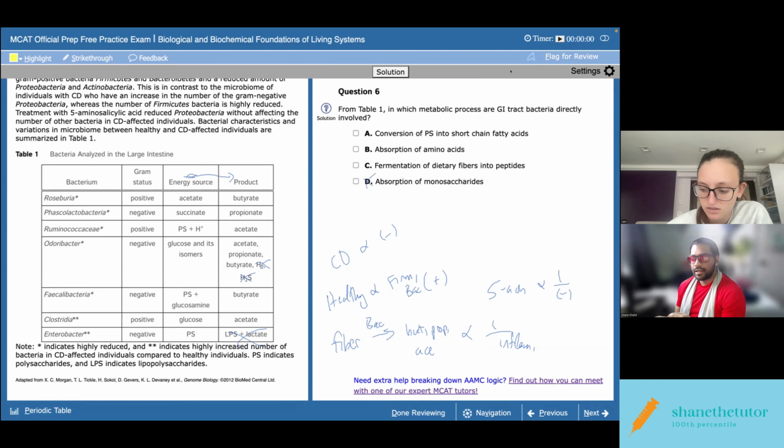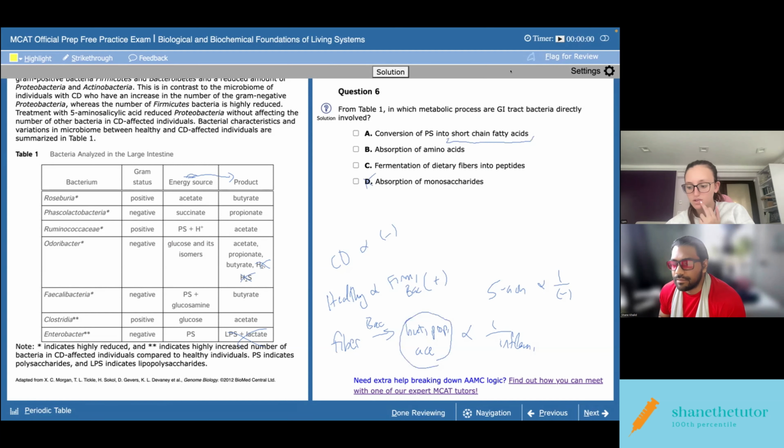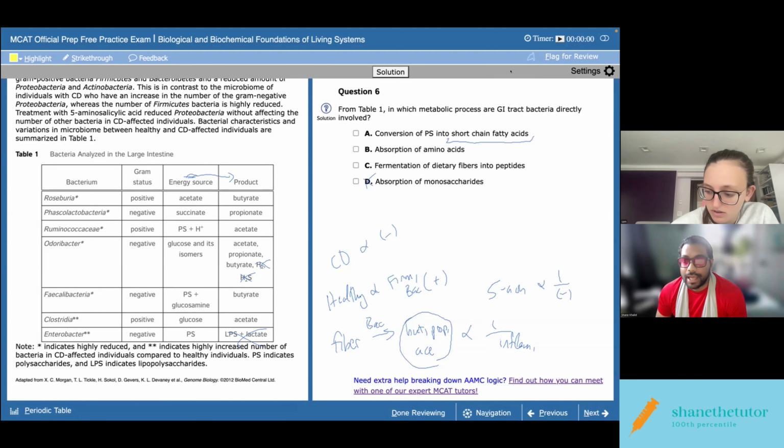So A is conversion of polysaccharides into short chain fatty acids, and I guess it might be something that isn't universally known, but there's a passage in the section bank that's similar to this, and it basically states that these are the short chain fatty acids. The butyrate, the propionate, and the acetate. This is basically like what happens with ketosis, a ketogenic diet or something. So yeah, that's what we see.